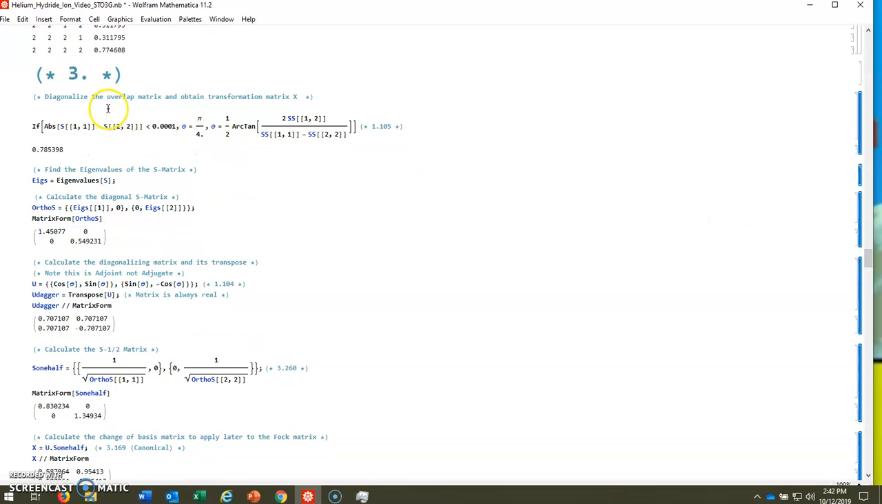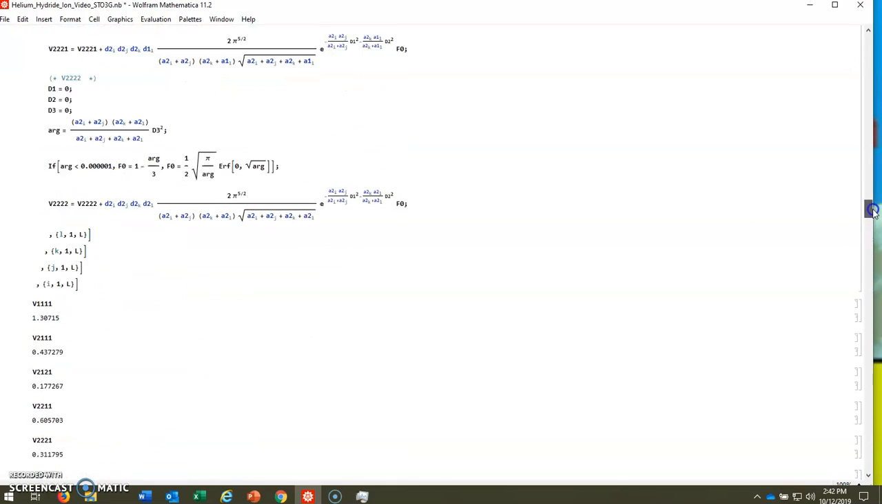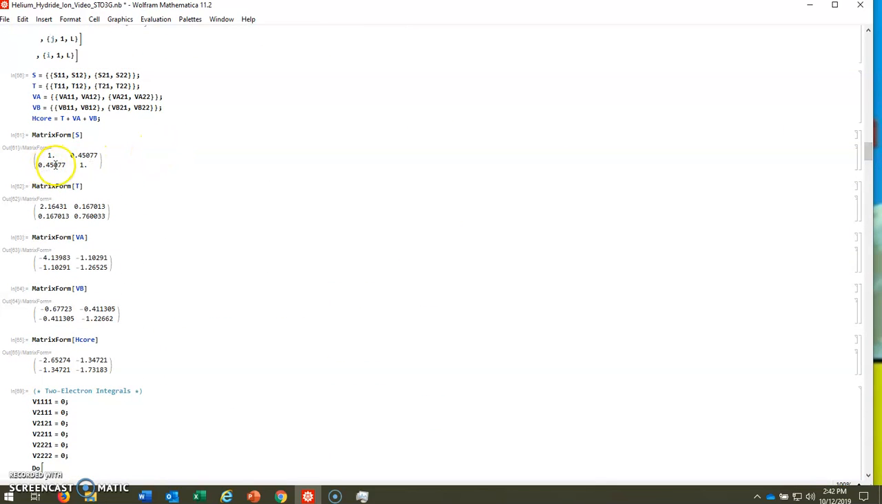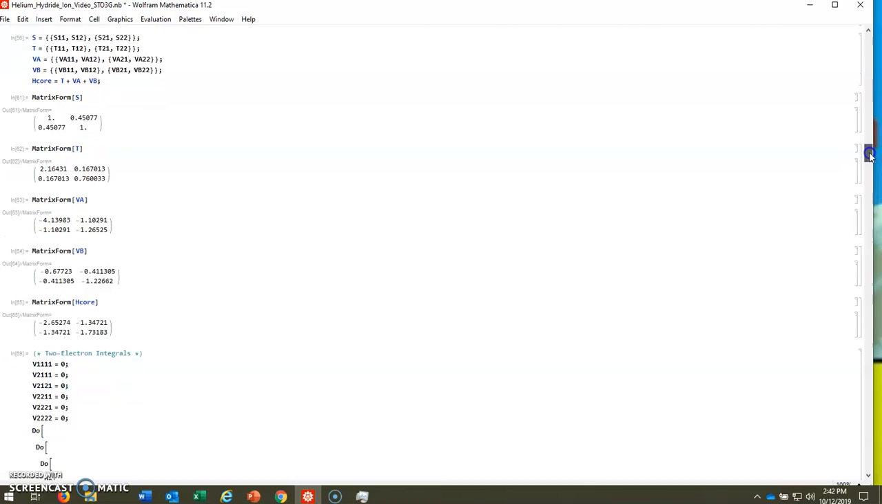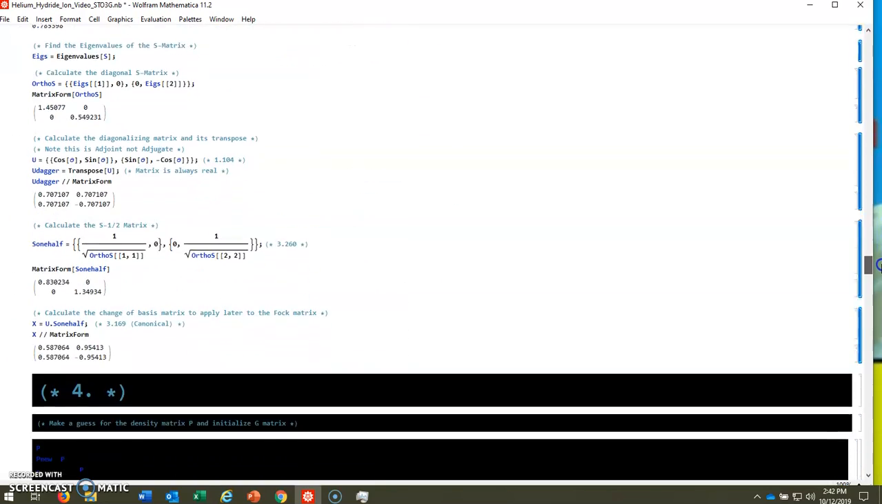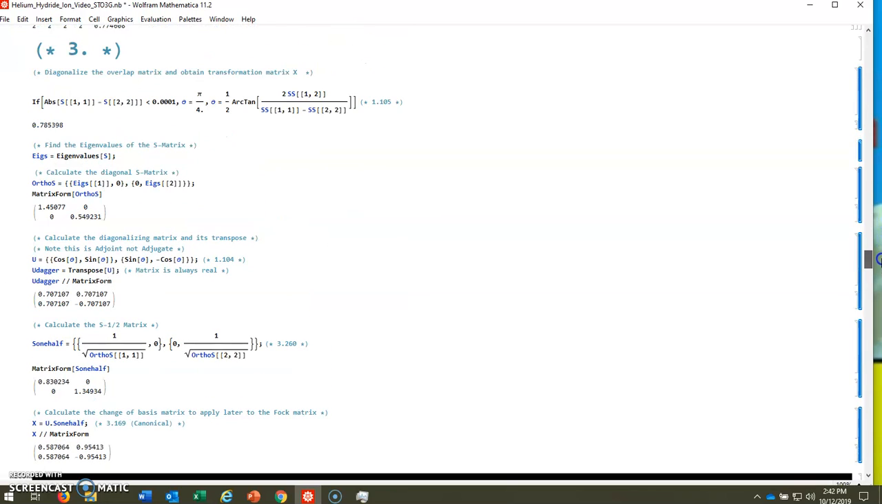You recall our overlap matrix, our S matrix. Let's go up here and take a look at it. It was up here, and it is not orthogonal. It has off diagonal values, so it is not orthogonalized, and we need to work in a basis where it is orthogonal. So this is going to help us to do that.